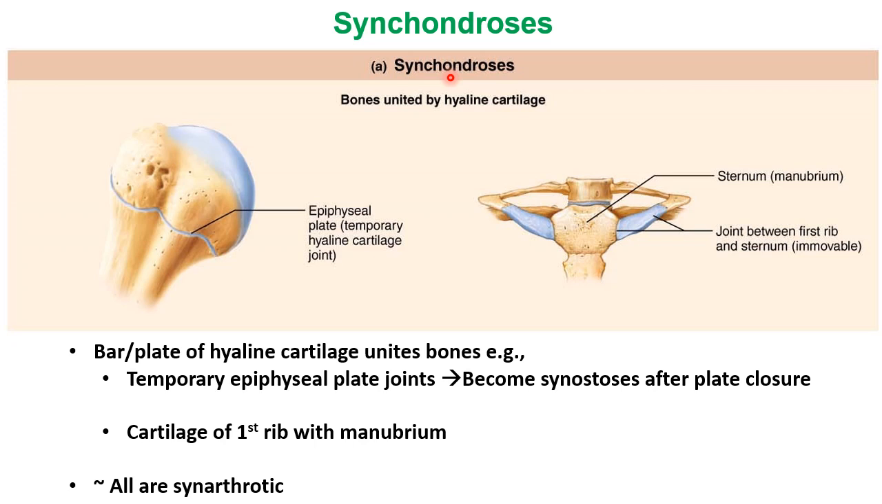And another example of synchondrosis. This is made of cartilage. Remember, chondro has to do with cartilaginous tissue, and syn has to do with without movement. So synchondrosis is the joint with cartilaginous tissue that doesn't have movement. You also see it between the manubrium of the sternum and the first rib, where you have a joint that is not movable. This is an example of synchondrosis.